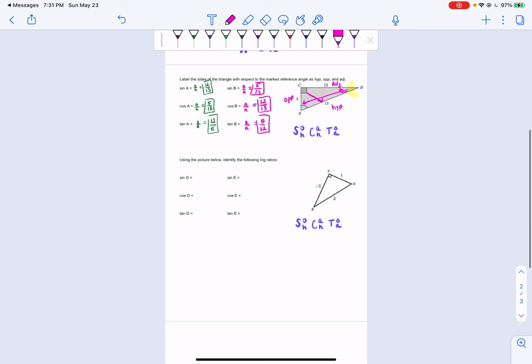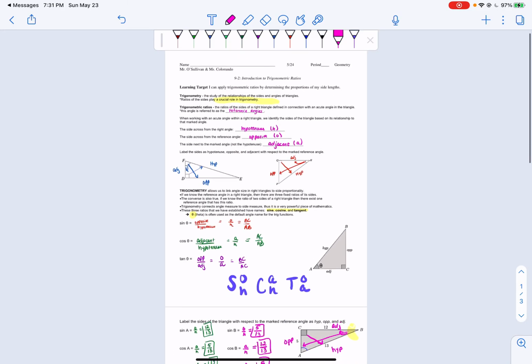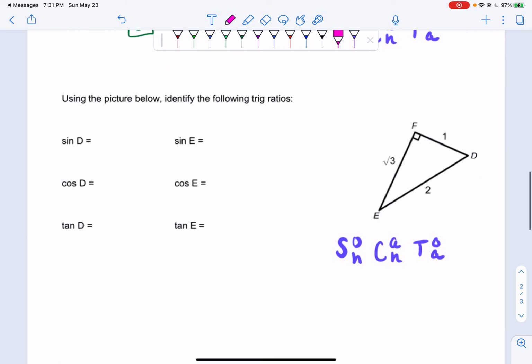Now let's go on to this next set of problems. Using the picture below, identify the following trig ratios. In the first set of problems, our reference angle is angle D. So we're going to be using D as our reference angle.